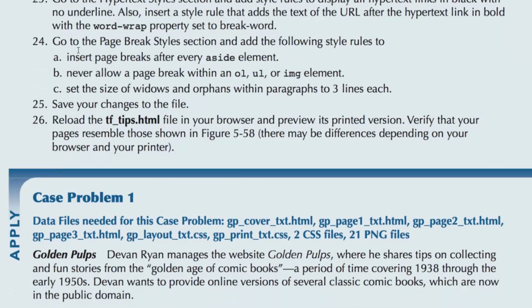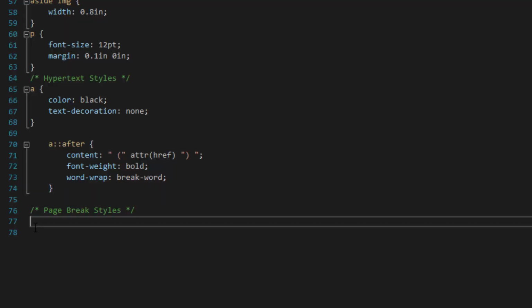And then step 24, we're going to go to the page break style section, add the following style rules. Insert page breaks after every aside element. Never allow a page break within an ordered list, an unordered list, or an image element. And set the size of the widows and orphans within paragraphs to 3 lines each. So that means that if we have a widow or we have an orphan, it must contain at least 3 lines.